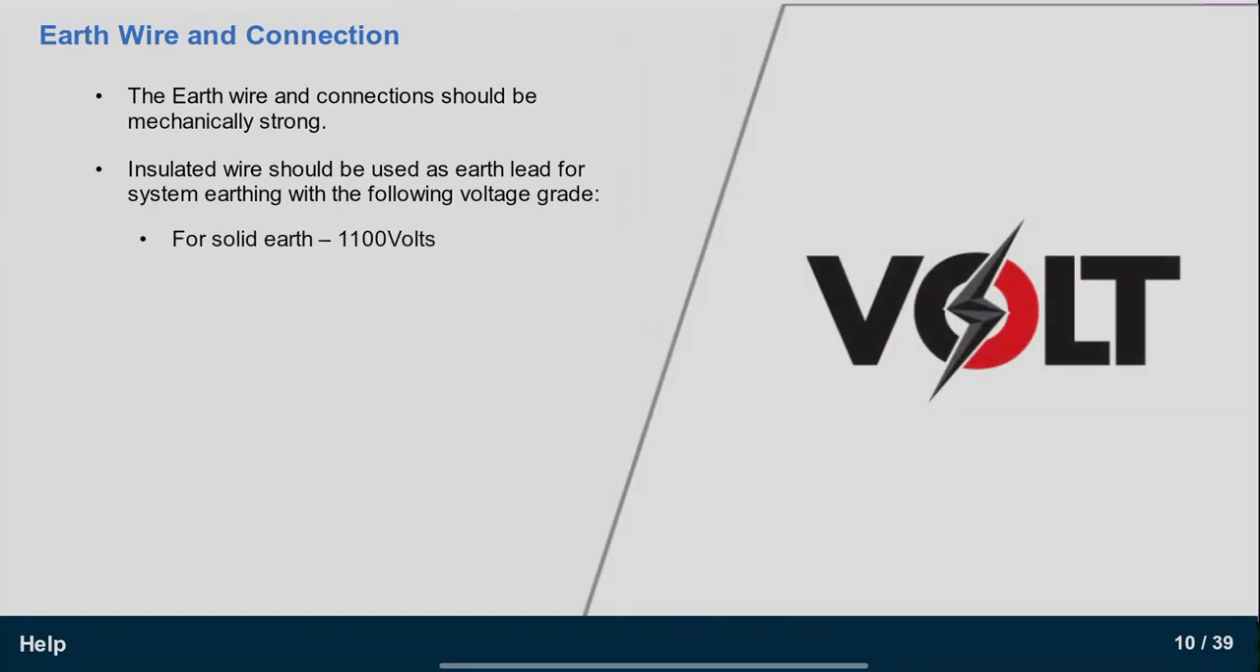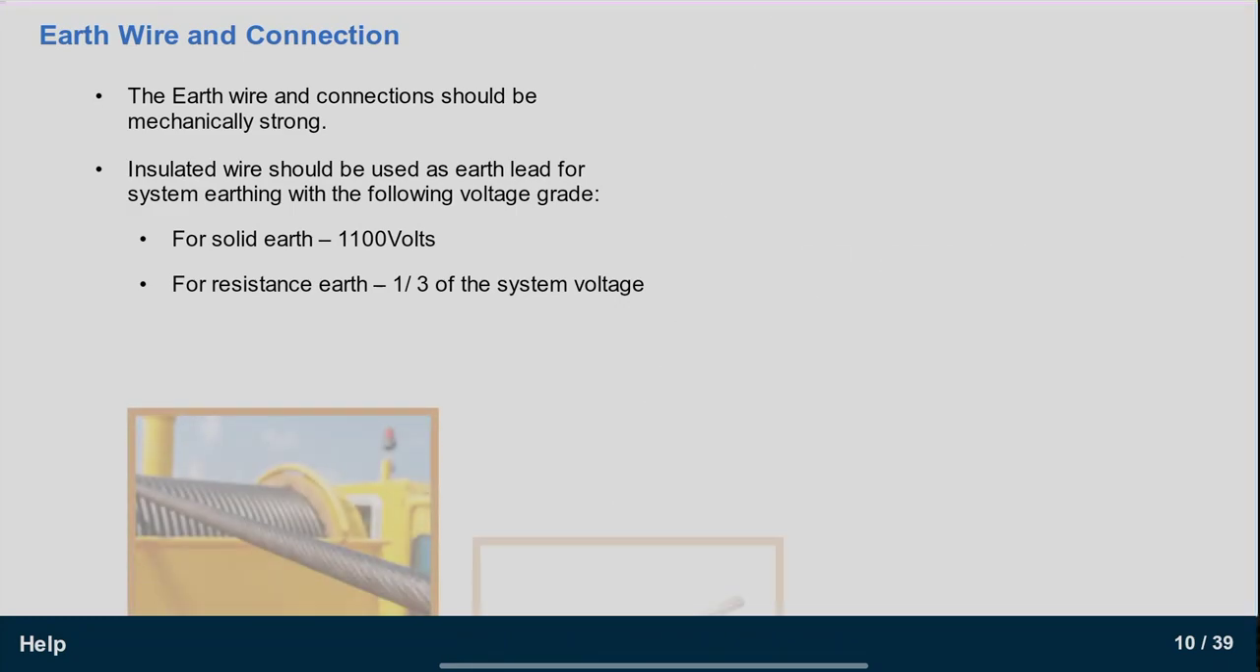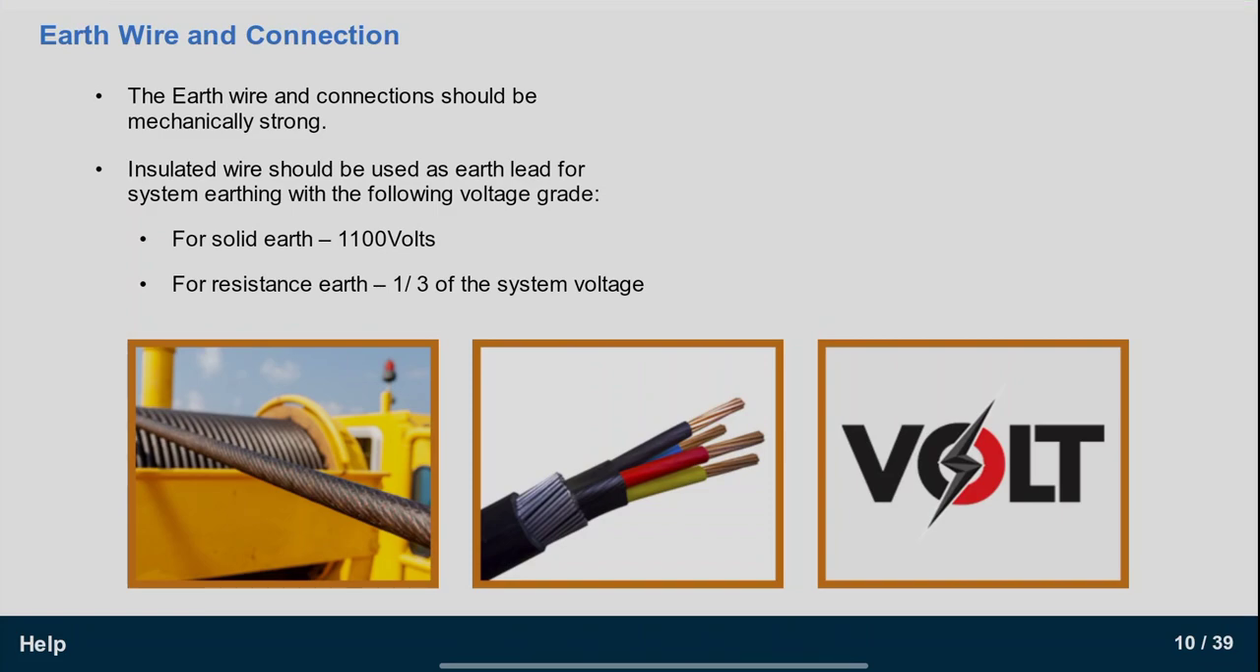If it is solid earth, then the insulation should have a rating of 1100 volts. If it is resistance earthing, then the insulation should have a rating of 1/3 of the system voltage. Let us move on to learn a little more about earth wire and connection.